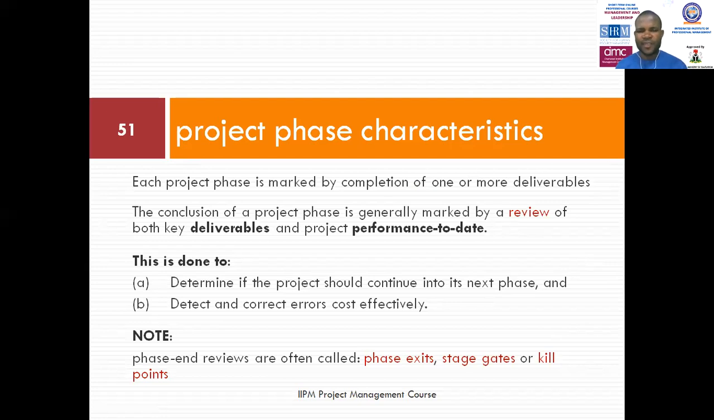The conclusion of a project phase is generally marked by a review of both the deliverables and the project performance to date. So by the time you're done with the phase, you'll do what we call a review of both the project deliverable and performance level. The essence of the review is to find out whether the deliverable is in line with the scope definition, and then to check whether the performance to date is in line with things like time and budget. All right. This is done to determine if the project should continue into the next phase, and to detect and correct errors cost effectively. Note, phase end reviews are also called phase exits, stage gates, or kill points.